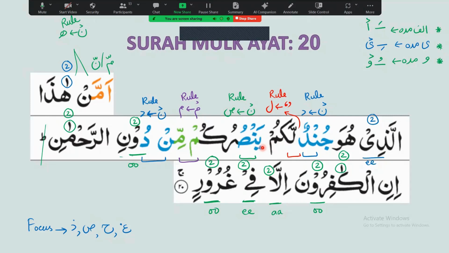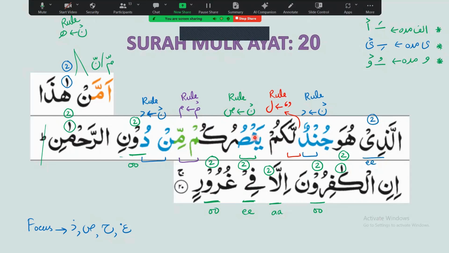Yansurukum. Ya letter, middle portion of the tongue is raised towards the palate. Ya, ya. Again, you see a noon sakin here. The next letter after is sad letter, right? So again, I'm doing ikhfa here. Ikhfa means hiding. Hiding, because if this sad letter after noon sakin and saying yansu, I'm not saying yansu.